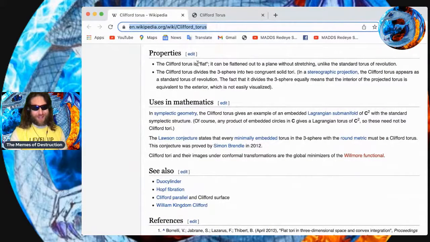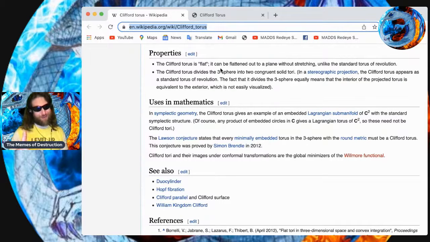The Clifford torus is flat. It can be flattened out to a plane without stretching, because normally we go through all those things. Basically, a donut and a coffee cup are essentially the same thing, because you can mold them whichever way you want. It basically just has a handle, has a hole in it. Holes are important in topology. Unlike the standard torus of revolution, the Clifford torus divides the three-sphere into two congruent solid tori in a stereographic projection. I went into that, and then I kept looking more and more.